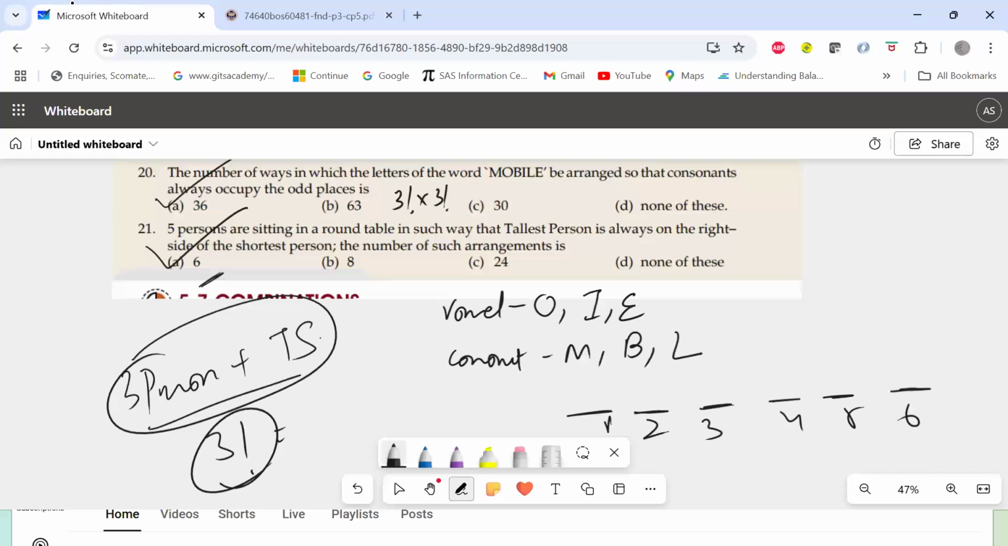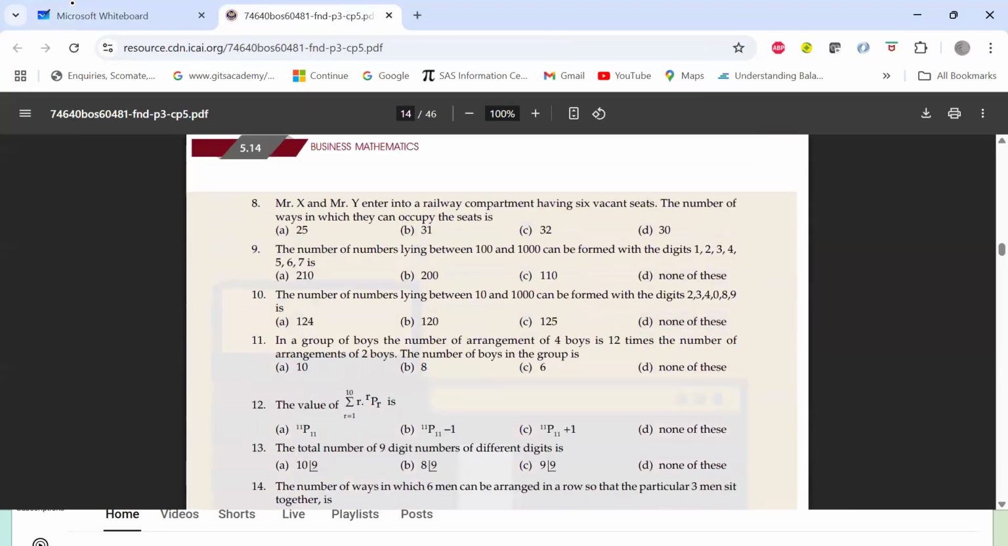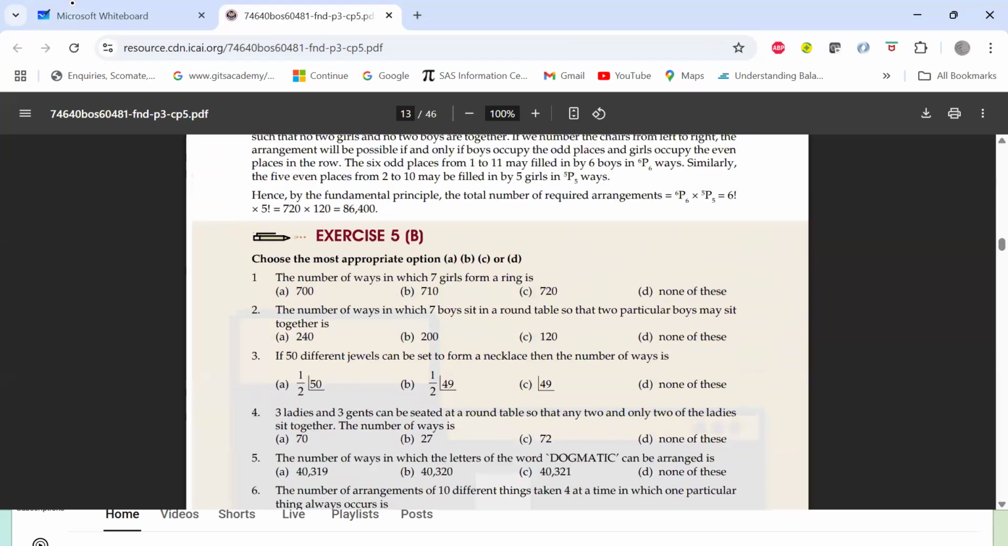Clear, everyone? So with this, I have ended this exercise. The exercise was all about circular permutation, and I hope you found this exercise very easy.